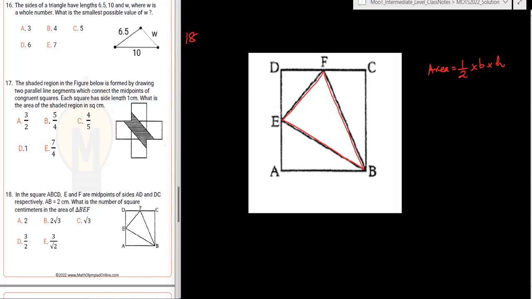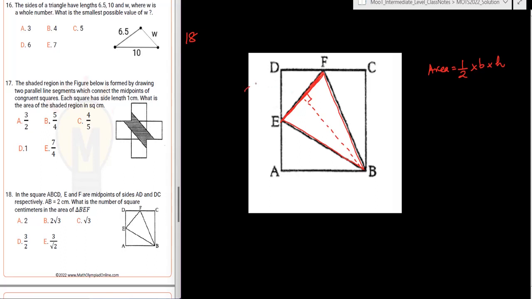But here, do we know the base and height? It's kind of hard to find. We can find maybe the base. We can call this EF as the base. Maybe we can find that out using Pythagoras theorem. But then how do you find out the height? The height would be a perpendicular line drawn from the base to the opposite vertex, and that is the height, the dotted line shown here. That is hard to do. So we're going to use some trick to find this out.